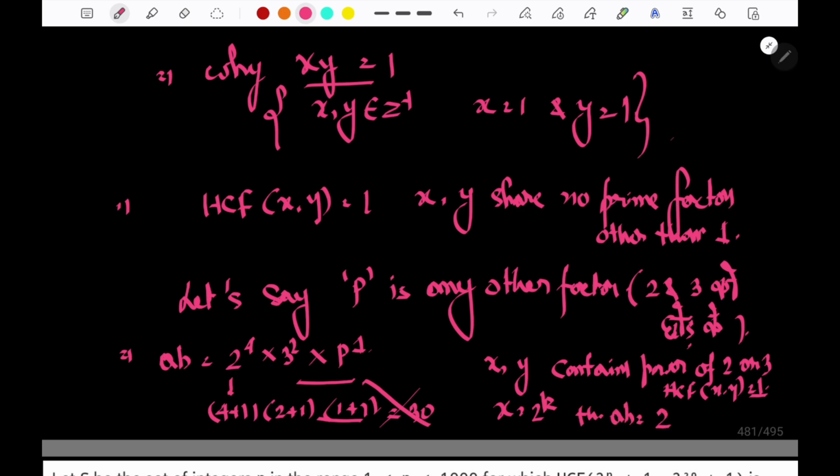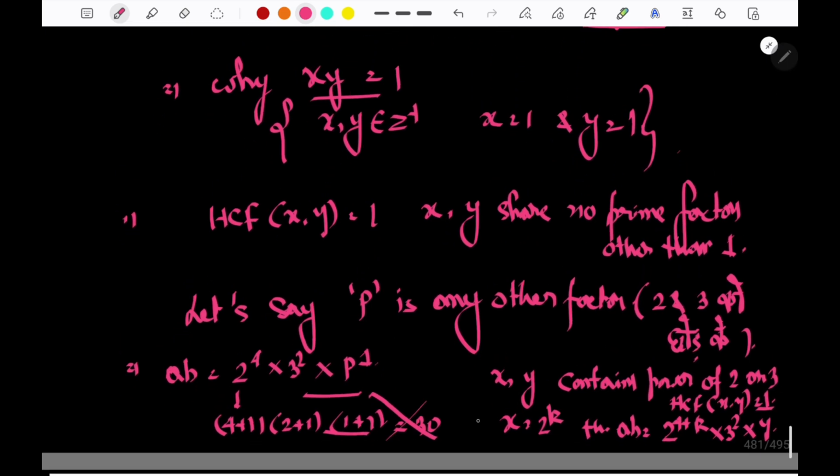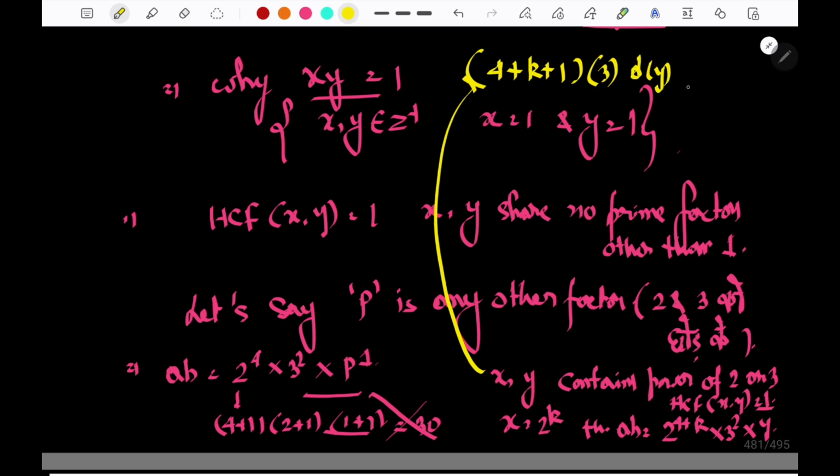AB will be 2 to the power, we already have got 4, so 2 to the power 4 plus k into 3 k square into y. So basically what is the number of divisors here? I can write here in a bit of space. So what is the number of divisors? It will be 4 plus k plus 1 into 3 into divisor of y, some divisor of y. So this will be 3 into 5 plus k into divisor of y.